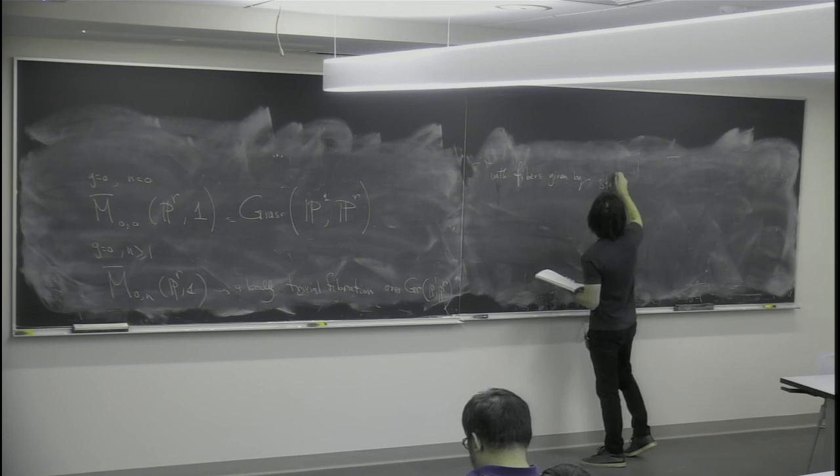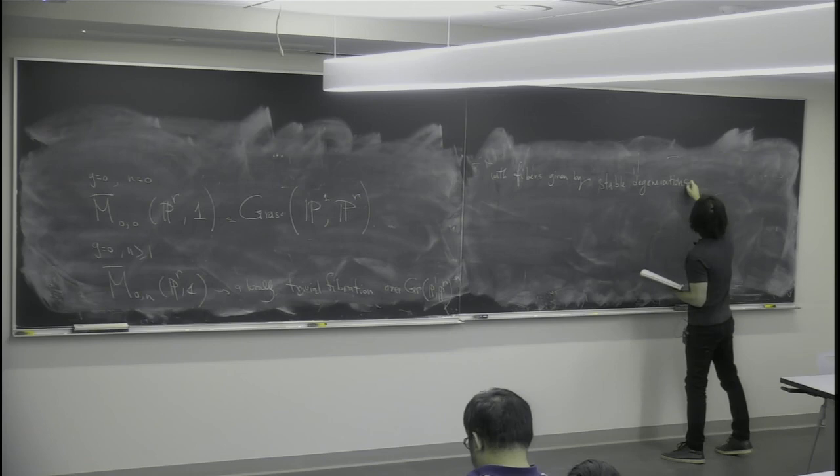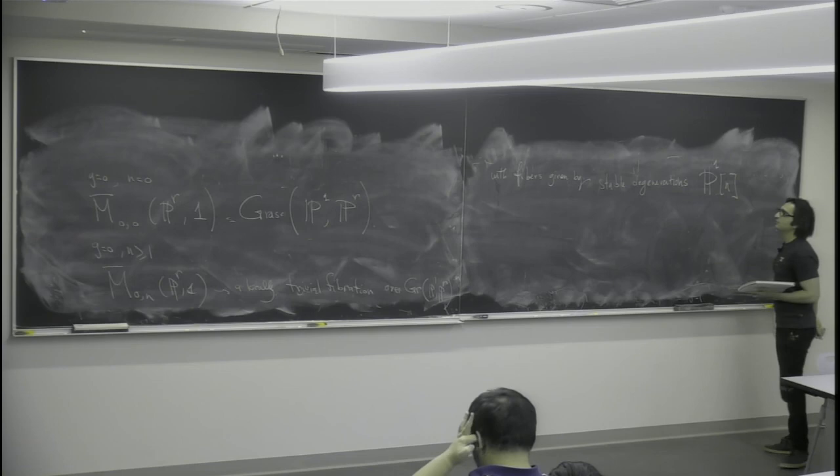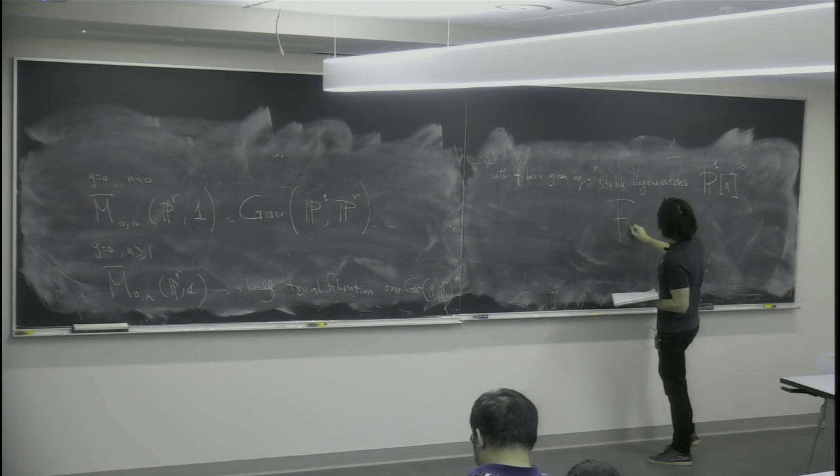If you have some variety X, the stable degenerations of X for a given choice of n could be related to Hilbert's small points on that variety. Okay, then you could change the space, P^r, let us just do this. You can change the degree as well.